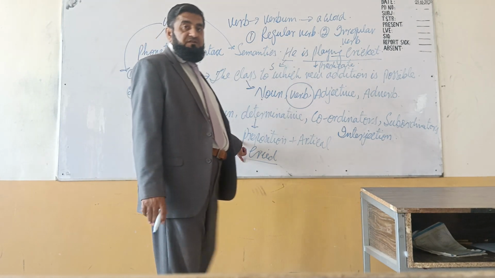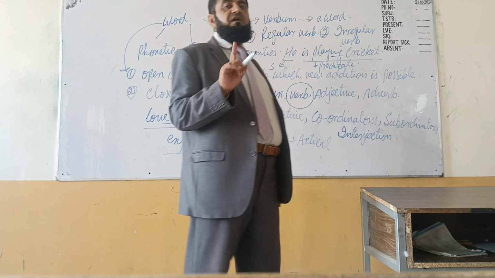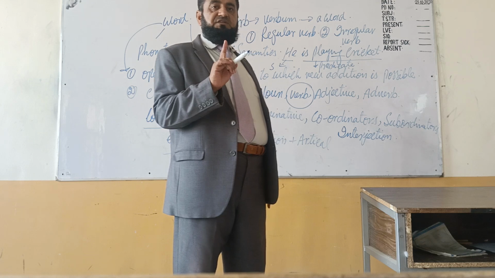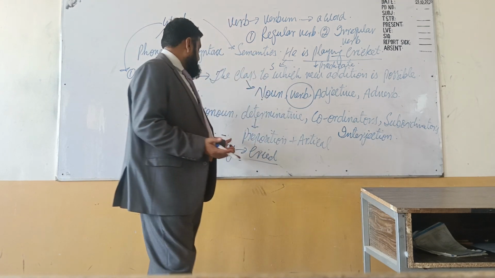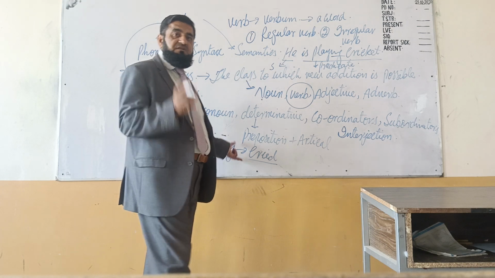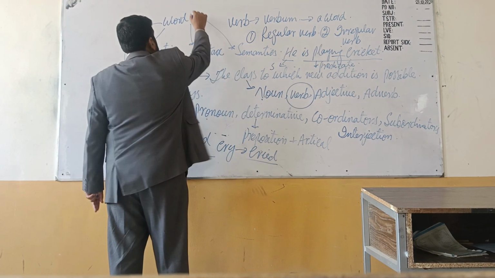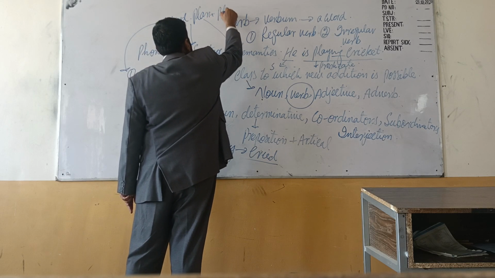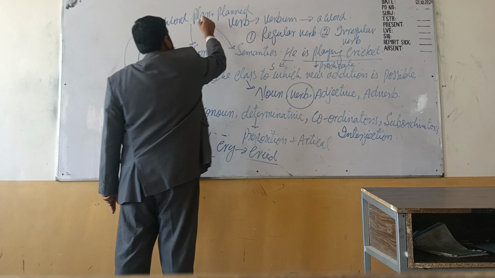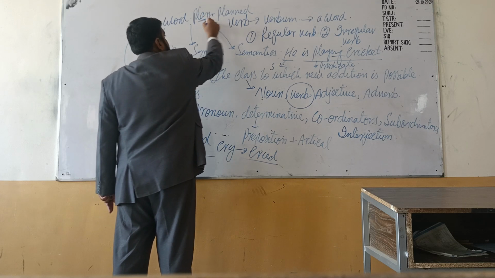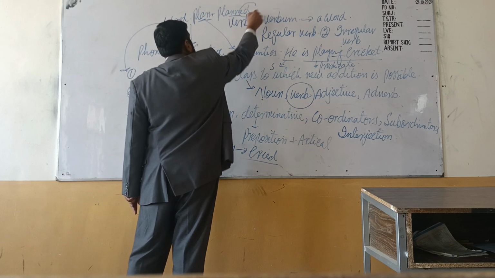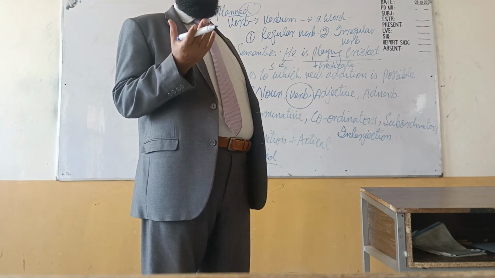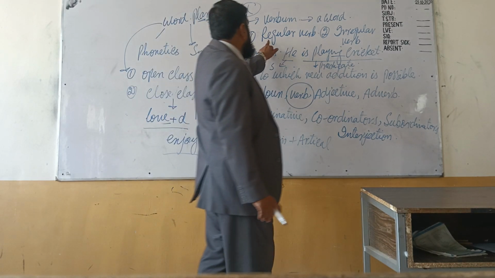If we have a single vowel before a consonant, when we change into past and past participle, the consonant will be doubled. For example, plan plus ed: planned. So if there is a vowel before a consonant, the last letter will be doubled and there will be an addition of ed. So this is something important about regular verbs.